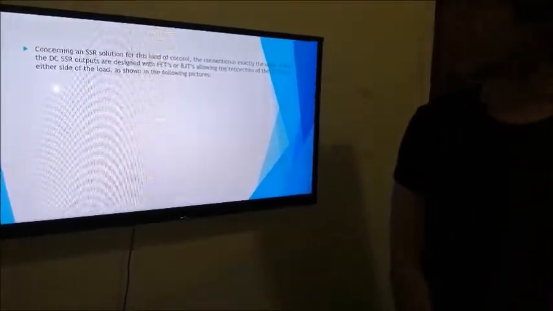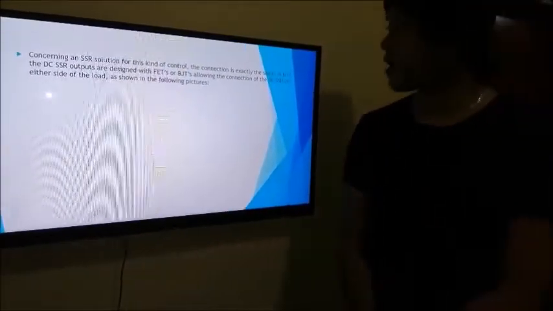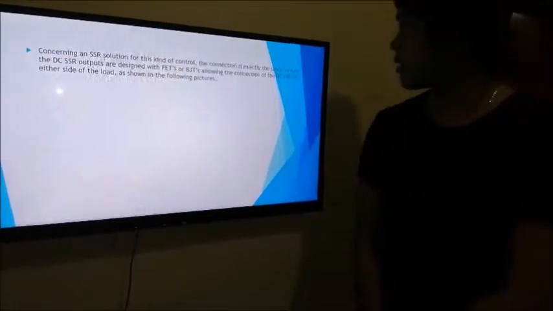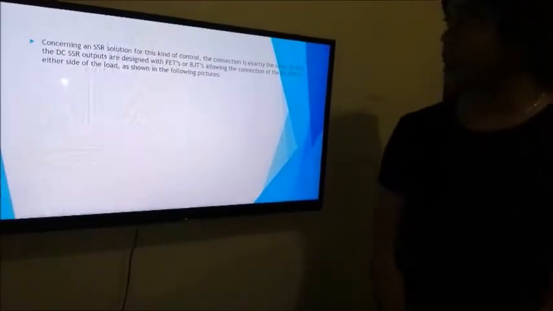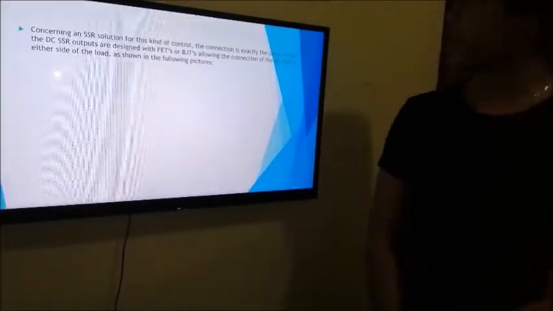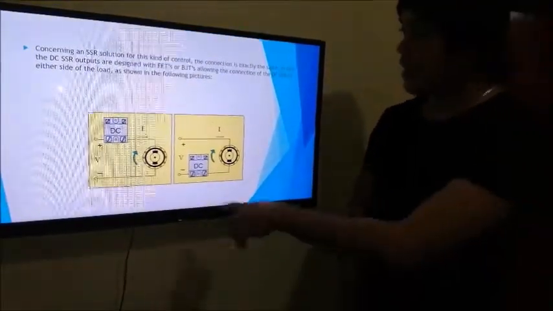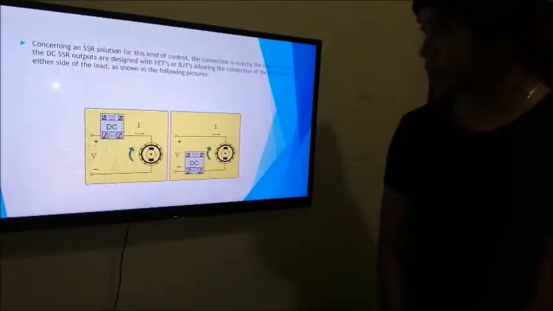Concerning an SSR solution for this kind of control, the connection is exactly the same. In fact, the DC SSR outputs are designed with FETs or IGBTs, allowing the connection of the DC SSR on either side of the load, as shown in the following pictures. So, this is the DC diagram.